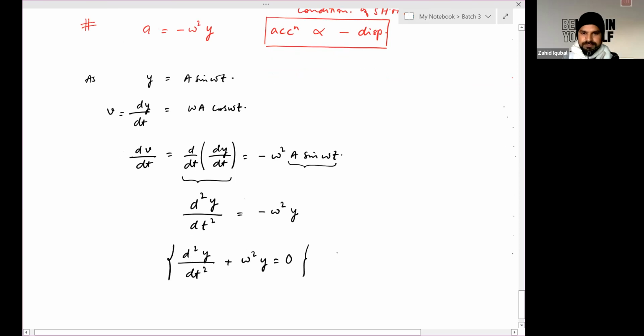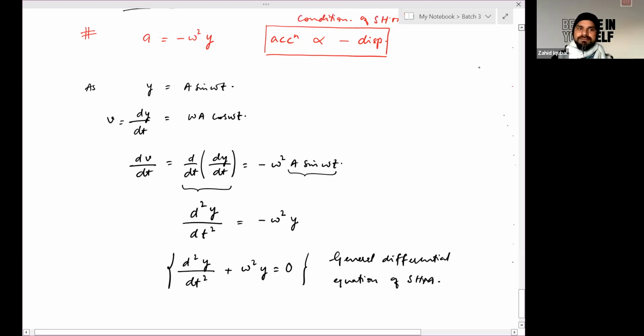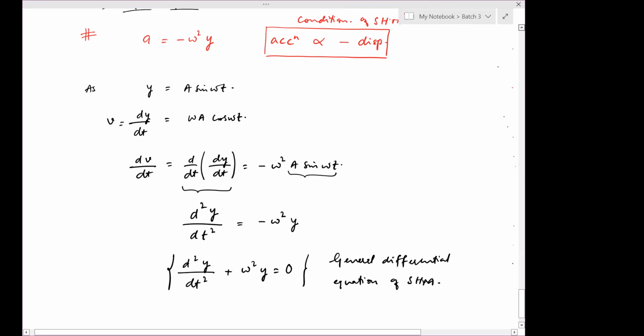This is called the general differential equation of SHM. So in your exam, you will be asked to derive this general differential equation of SHM. Is it clear? Atif, any doubt? No, sir. Okay, just write it down.